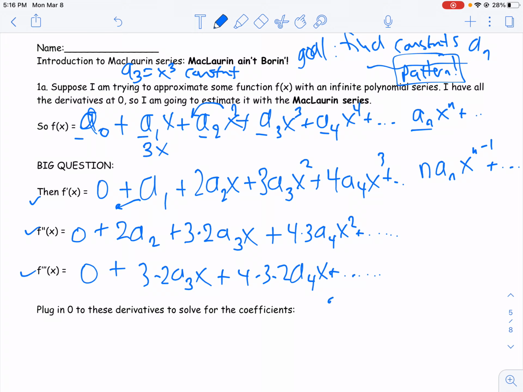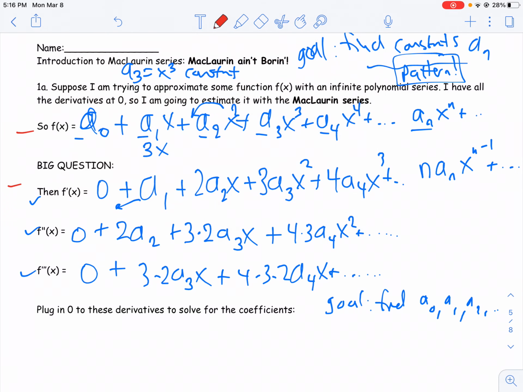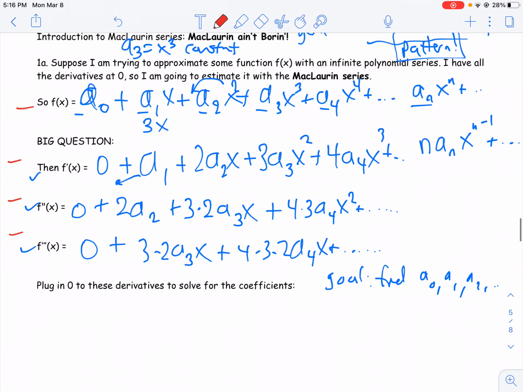And remember that our goal was to find the constants. We wanted to find the values of a sub 0, a sub 1, a sub 2, and so forth, and hopefully identify a pattern. So what I'm going to do is take these equations for f prime, f double prime, and f triple prime, and plug in 0.